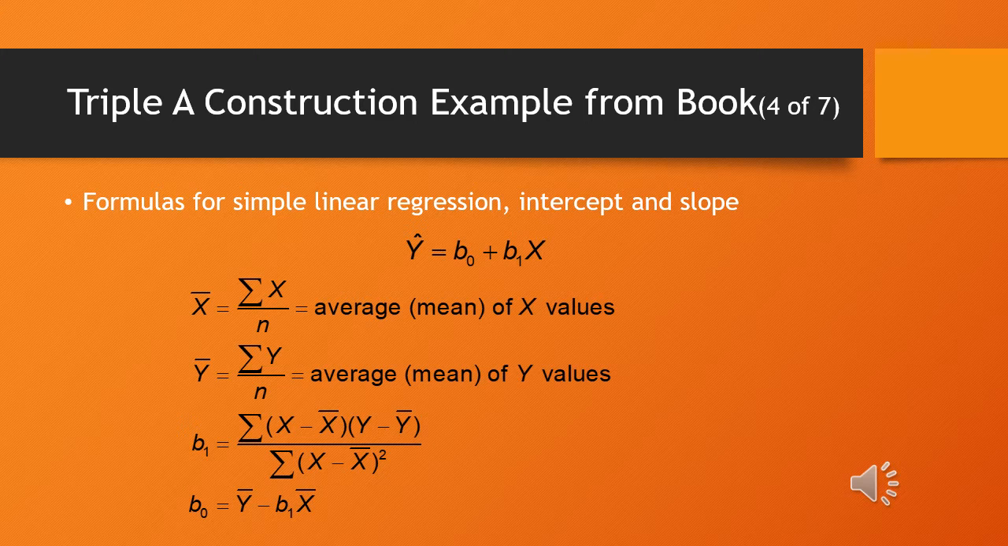Many statisticians over time have developed formulas that we can use to find the equation of a straight line that would minimize the sum of the squared errors. The simple linear regression equation is y hat equals b0 plus b1 multiplied by x. And I've also listed some formulas that can be used to compute the slope and the intercept.